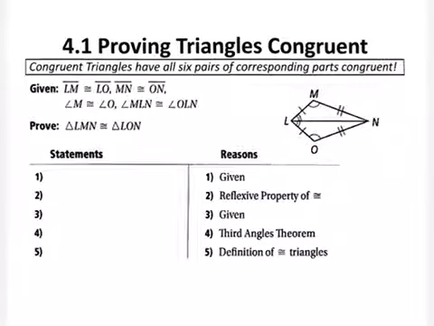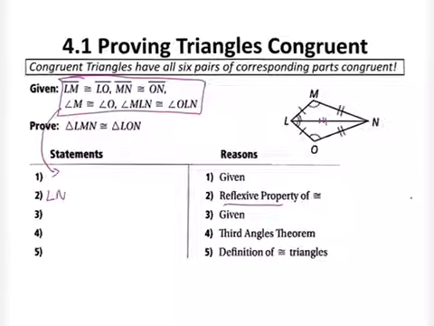In the next one, they've given us that LM and LO are congruent, MN and ON are congruent, and that angle M and angle O are congruent, and angle MLN is congruent to angle OLN. And they want us to prove that the 2 triangles LMN and LON are congruent. So given, I don't have enough space to write all this, so I'm just going to do this. We have this whole phrase here. Then the reflexive property, remember the reflexive property talks about something being congruent to itself. Well, chances are that's going to be LN.